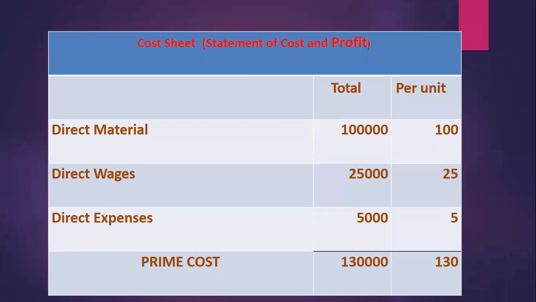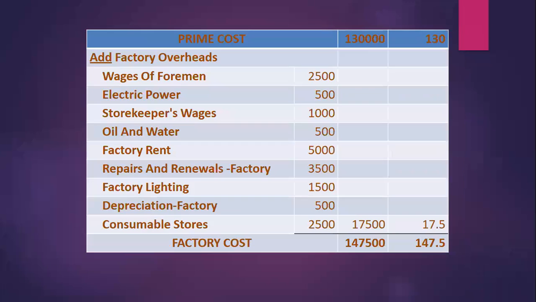Yes. Okay. 130 we have already as per unit prime cost, and at the same time total prime cost is 1,30,000. 17,500 is my factory overhead, total factory overhead, all expenses related to the factory. When you divide this by 1,000, you will get 17.5. Understood? Any confusion, any doubt, please tell me. No confusion? Sure?